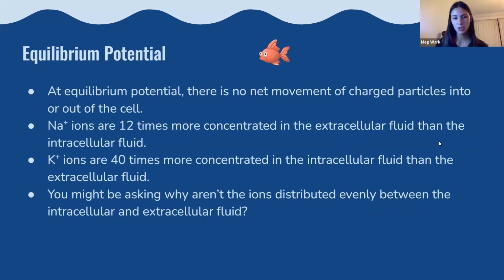So equilibrium potential. At equilibrium potential, there is no net movement of charged particles into or out of the cell. Sodium ions are 12 times more concentrated in the extracellular fluid than the intracellular fluid, and potassium ions are 40 times more concentrated in the intracellular fluid than the extracellular fluid. If you think back to the diagram from a few slides ago, that's what I'm trying to describe here. You might be wondering, why aren't these ions distributed evenly between the intracellular and extracellular fluid, considering I'm saying that we're at equilibrium here?